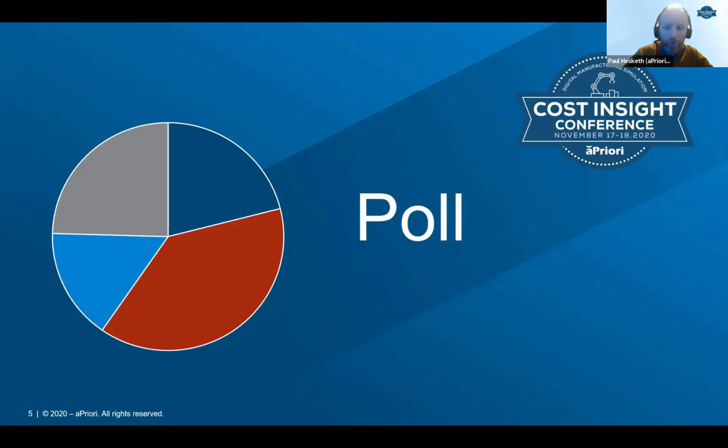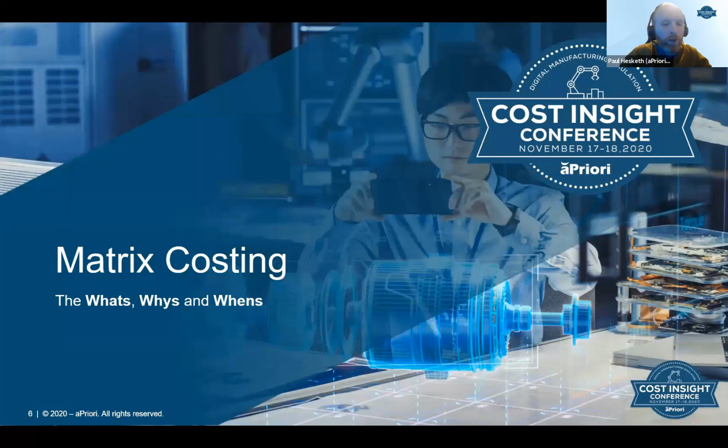All right, so if you haven't voted on the poll, that's okay. You can do it just as we move through the next slides, but I'm just going to keep going. And first, we're going to look at what matrix costing is. So I've said this phrase a couple of times at the start. We're going to look at the whats, the whys, and the whens. So what is it? Why would I use it? And when would I use it? And let's start with the what.